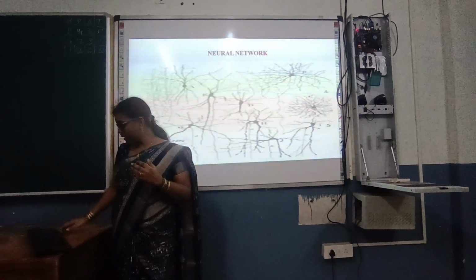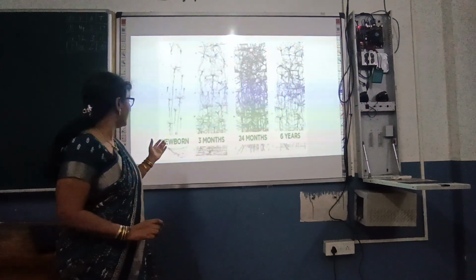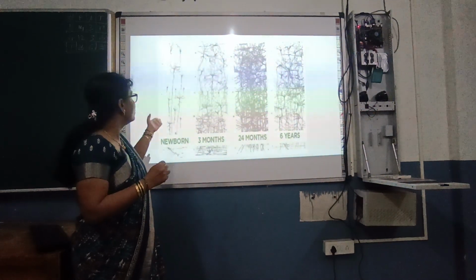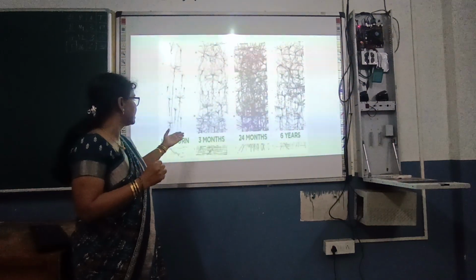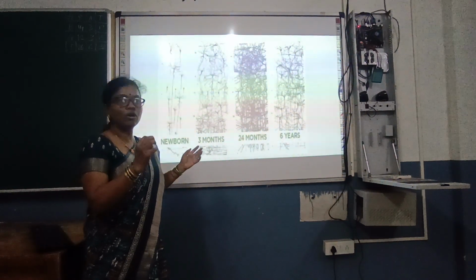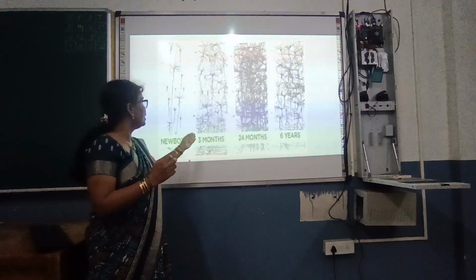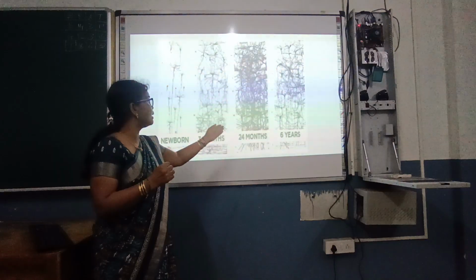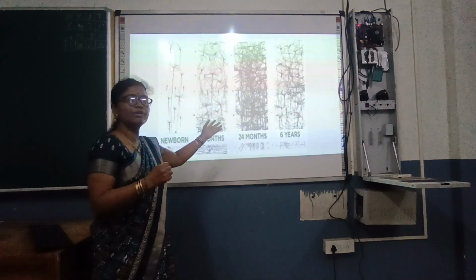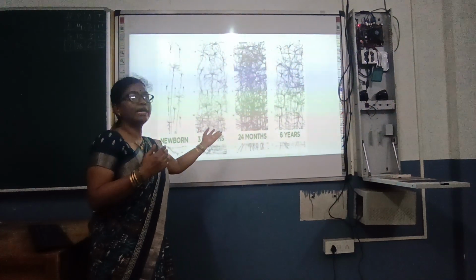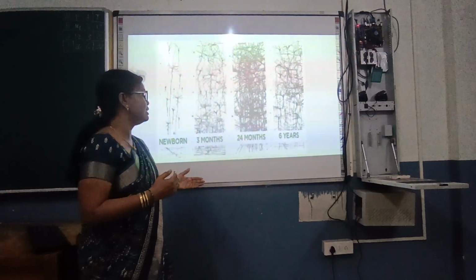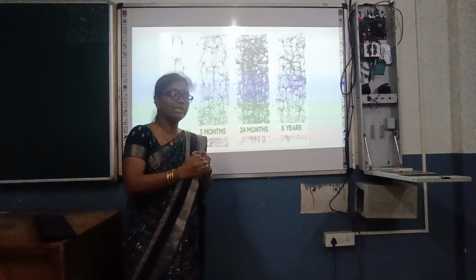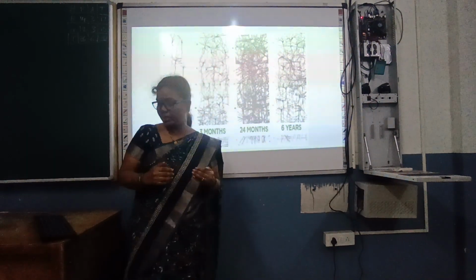This is a neural network. So students, look here, a newborn baby has very few experiences. So its neural network is not that dense. A 3-month baby has somewhat more learning experiences, so its neural network is somewhat dense. A 24-month baby has more neural networks because he or she has more experiences. In this way, more neural network, more dense neural network means more learning.